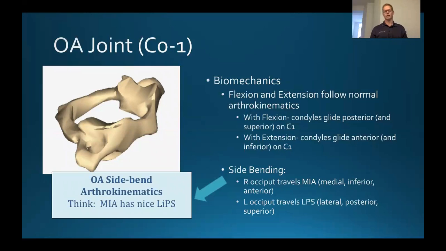If you're assessing side bend in the clinic and you go all the way over here, you're doing way more than upper cervical or OA side bend. It's just a small 5 degrees. You can barely see that movement, but it has this composite motion: if it's right upper cervical side bending, it's going to go MIA on the right side and LIPS on the left side. The opposite occurs the other way. If it's left cervical side bending, it's going to go MIA on the left side, medial, inferior, anterior, and then lateral, posterior, superior on your right side. So for OA side bending, remember the acronym: MIA has nice lips.